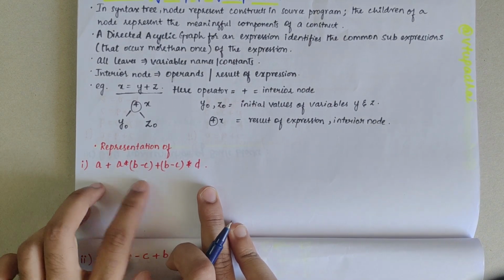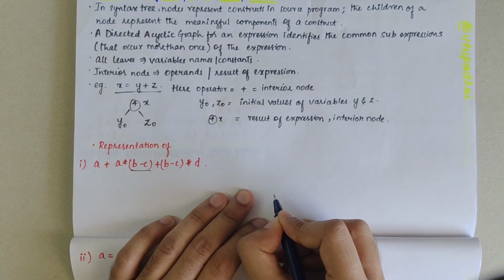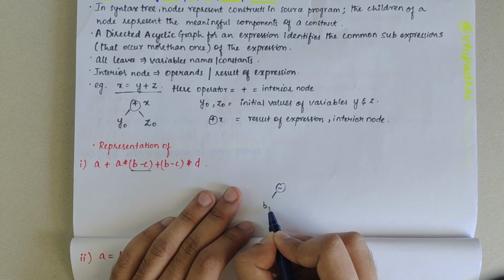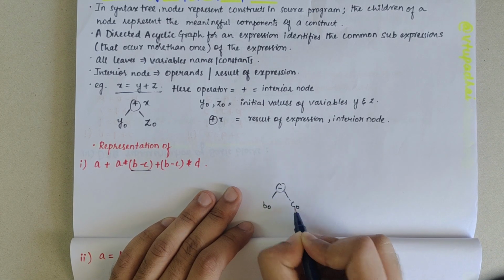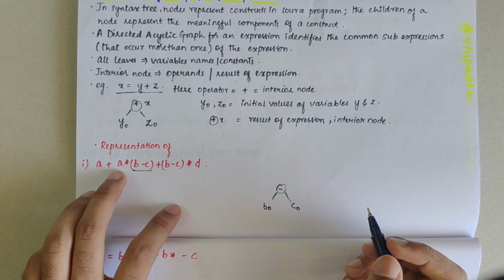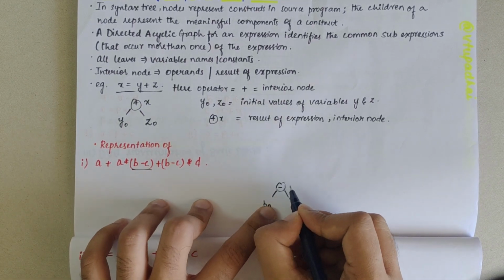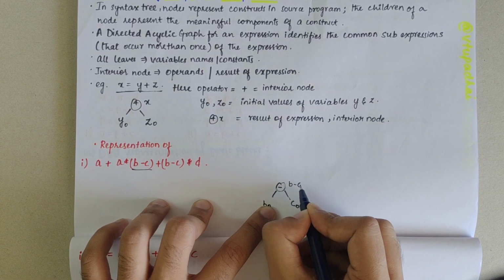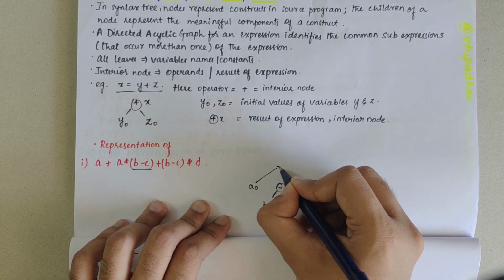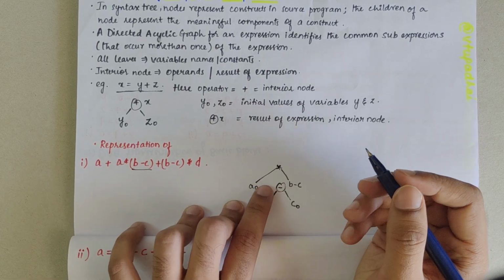Now we'll look into the representation of these expressions. Firstly, starting from b minus c. We can write minus here, and here we'll write b naught, and here we'll write c naught. So we are done with this part. Next, we need to look into a star b minus c. So b minus c is stored here, right? Now I have a naught here, so I'll put star here. So it will become a star b minus c in this case.